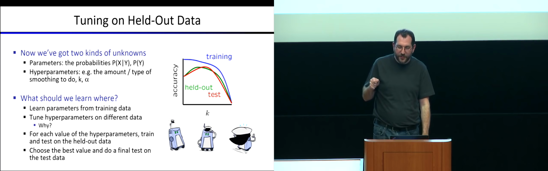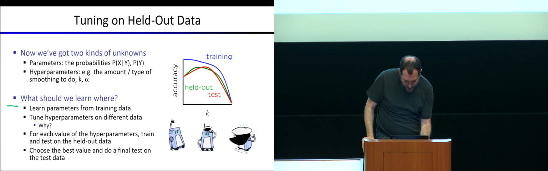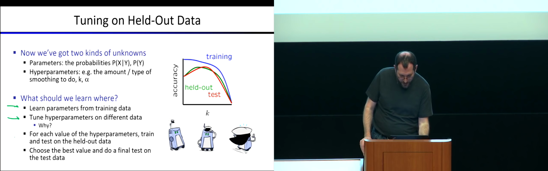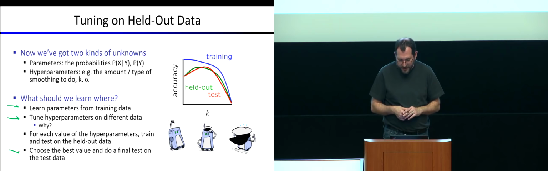So we learn our parameters from the training data, and what the parameters actually are is going to depend on the model. We tune them on some different data, like some held-out data, because otherwise you'll get crazy results. And then eventually you're going to take the best value and do some final test run.